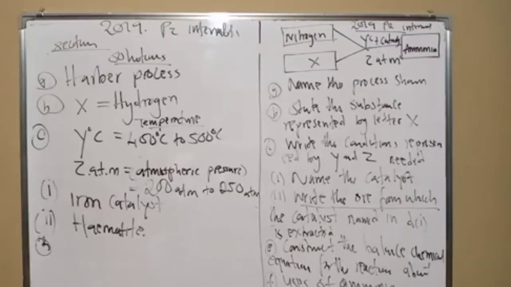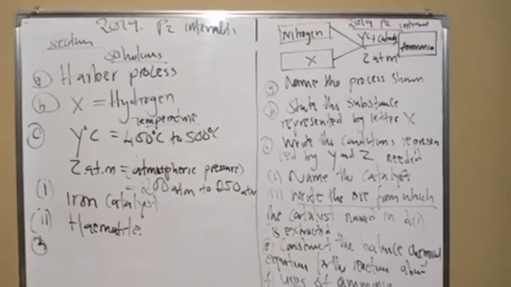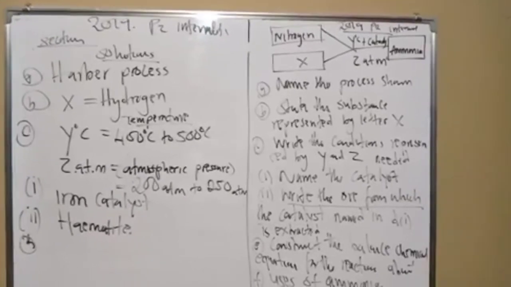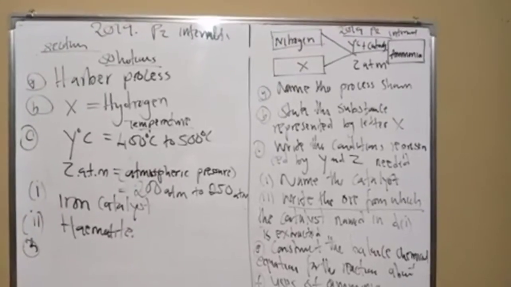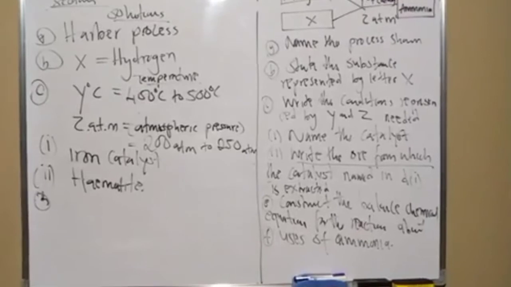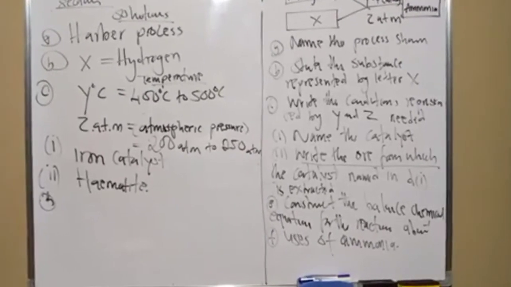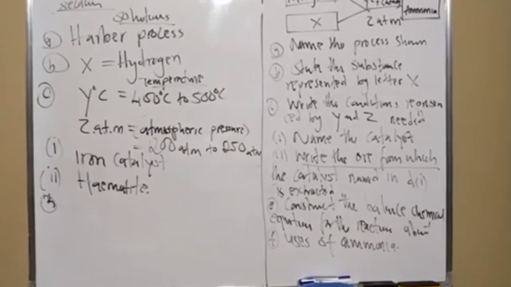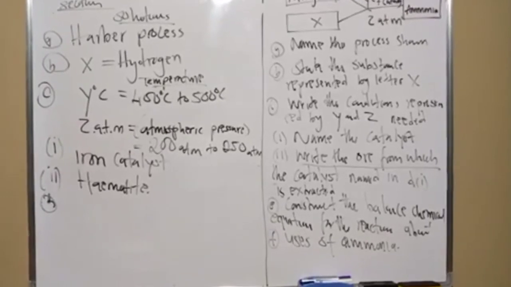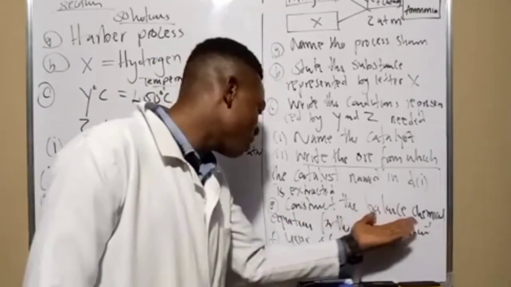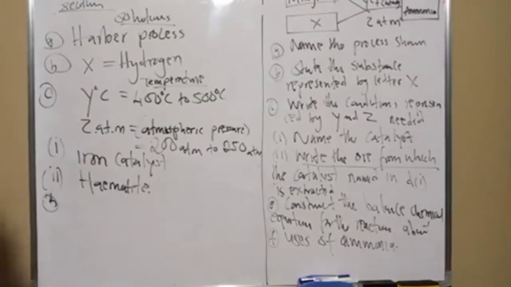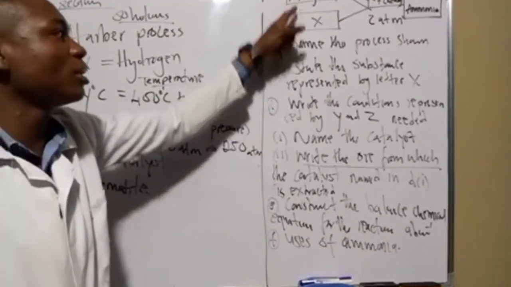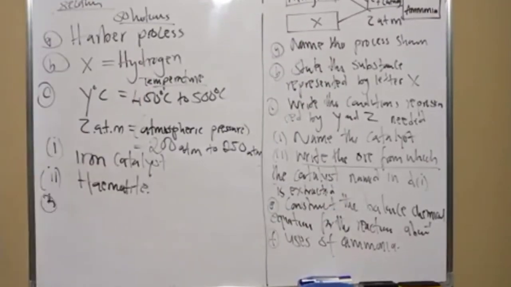Construct the balanced equation. Let me make it clear. We are finishing answering the 2019 Paper 2 internal. Okay, hematite, this is great. So, construct the balanced chemical equation for the reaction above. So the reaction between nitrogen and hydrogen. Construct the balanced chemical equation.